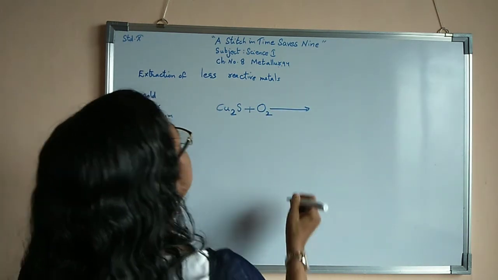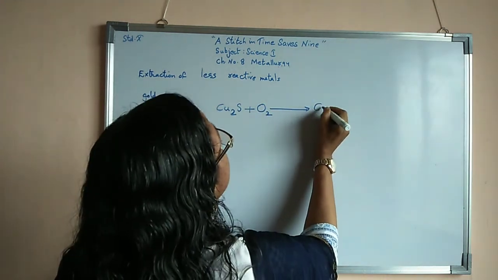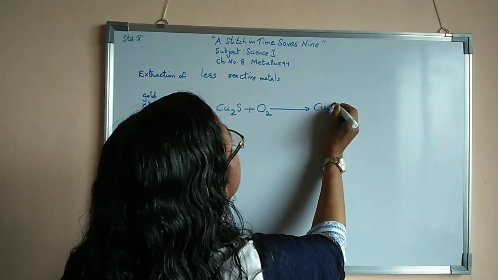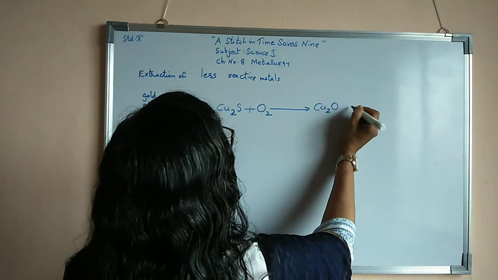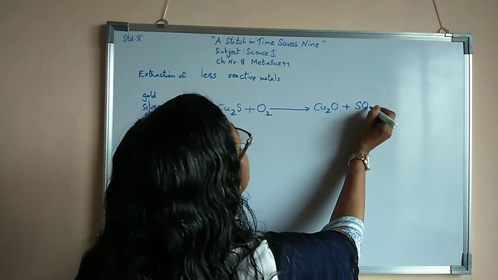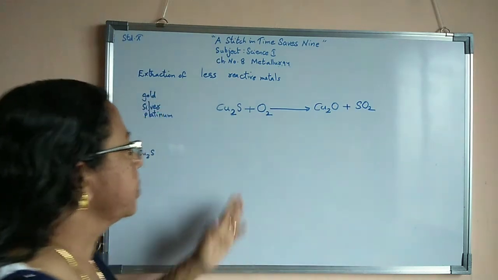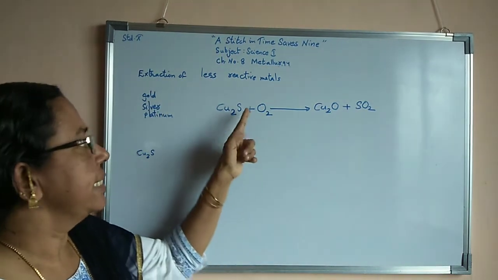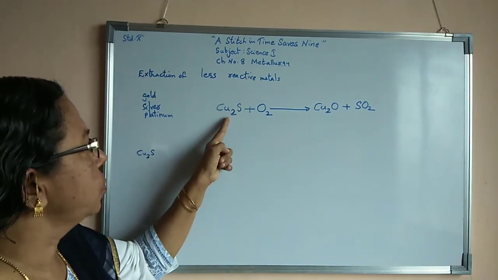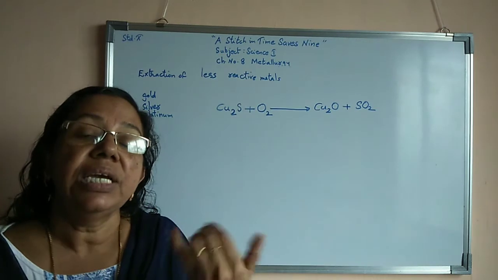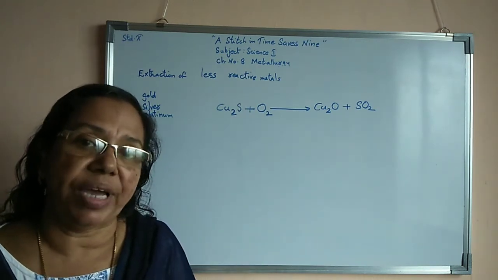As a result of it, cuprous oxide as well as sulfur dioxide will form. Here cuprous sulfide, Cu2S, that means sulfur has valency 2, copper has valency 1. Copper has 2 valencies, valency 1 as well as valency 2.